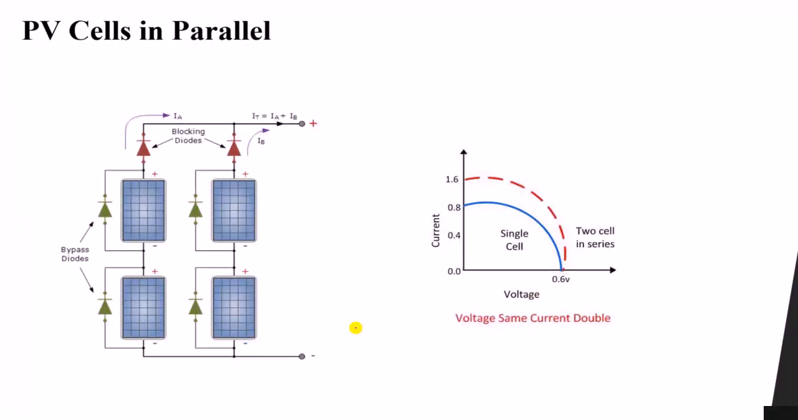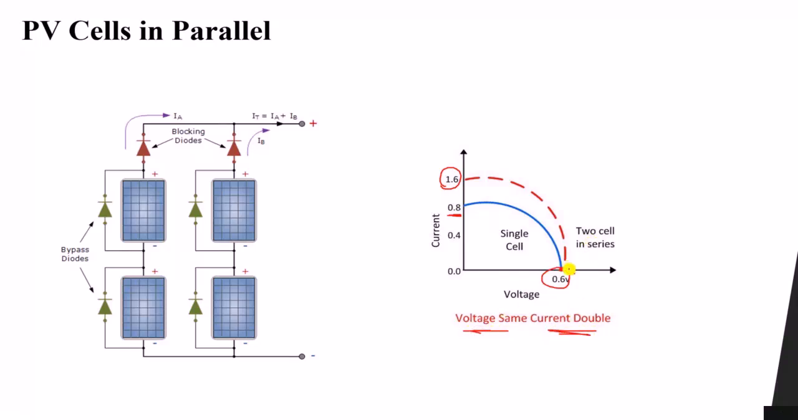Now when we have PV cells in parallel, the total current will increase. So if we have one single cell with a short circuit current of 0.8, then when we have two cells, the current will be doubled: 0.8 multiplied by 2 gives us 1.6, and the voltage here will be the same. You can see the voltage didn't shift, it is the same voltage, but the current is doubled.